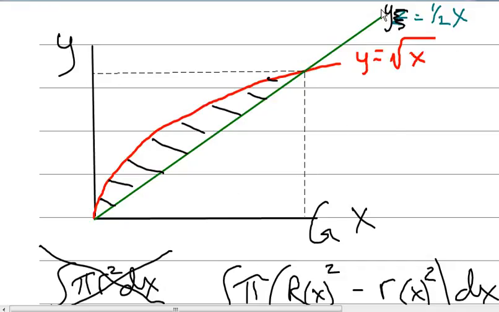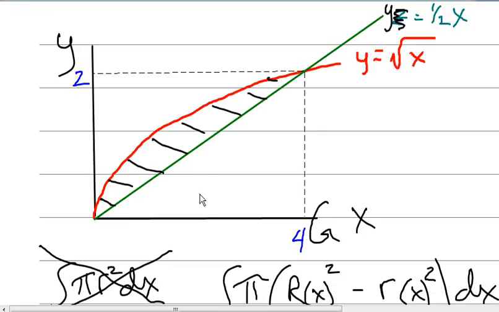Given these equations, it makes sense to make the endpoint for our volume at this point where these lines cross. If we're up here, I don't know what this is going to mean. So right here, this is at 4 and 2. Because when we plug in 4 for x, we get y is equal to square root of 4, which is 2, and y is equal to 1/2 of 4, which is also 2. That's where these lines cross. Okay, so that's going to be our limit. We're going to go to 4.